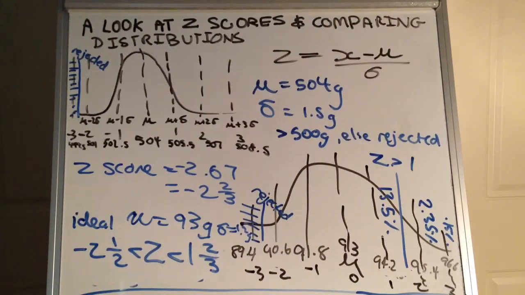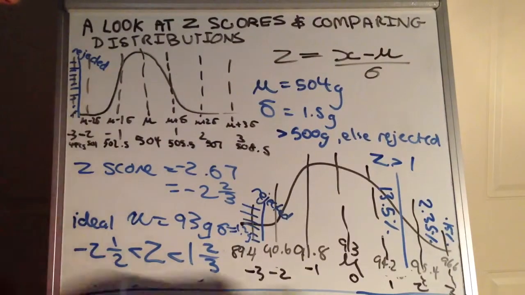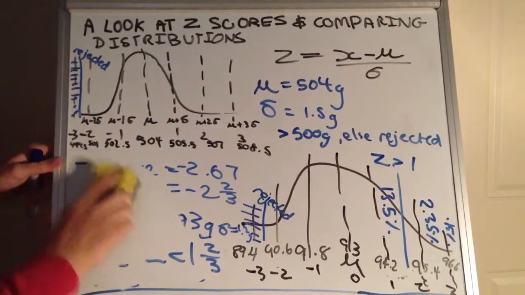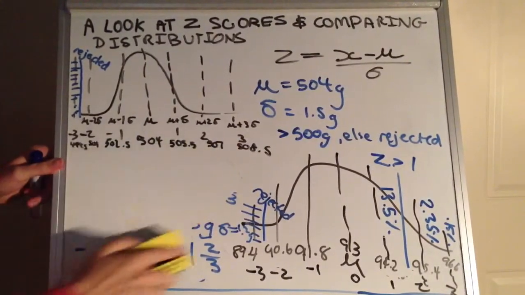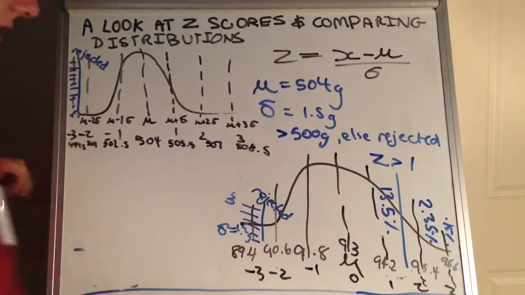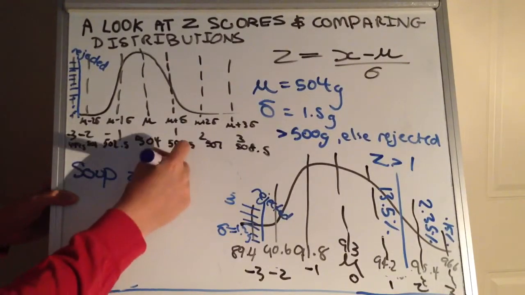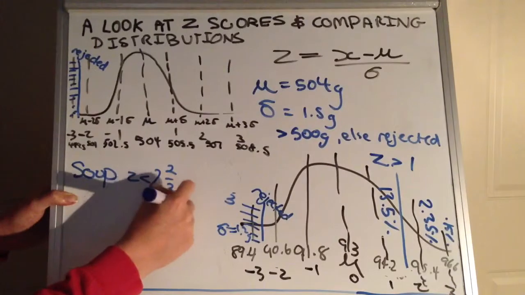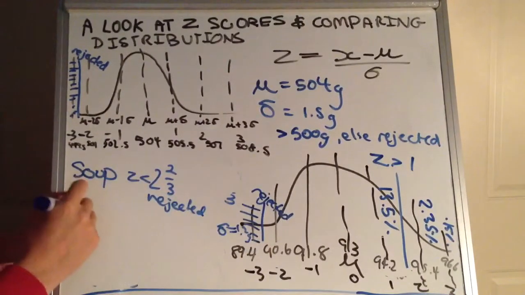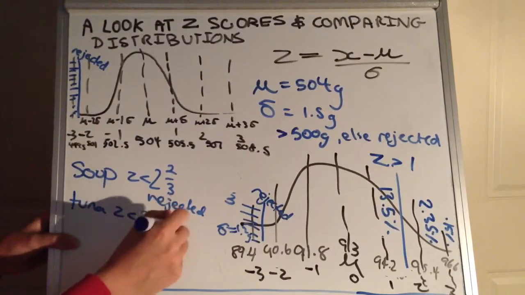Okay, so now it says, which company rejects the larger proportion of cans? And hence, if both companies make the same amount of cans, determine which company throws out the greater number. Okay, so let's say they both made 5,000 cans, for example. And we know their z-scores, so I'll just clear a bit of space here. And based on this, we know that soup, if it has a z-score of less than -2 and 2/3, then it will be rejected. And we know that tuna is a z-score of less than -2.5 to be rejected.